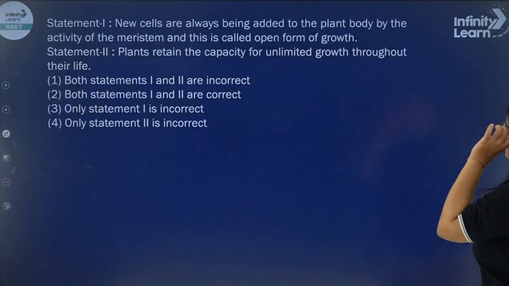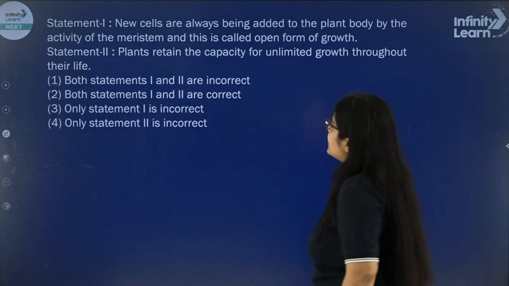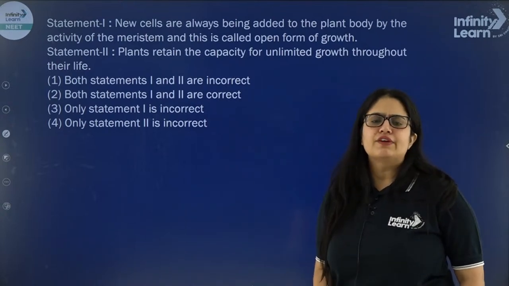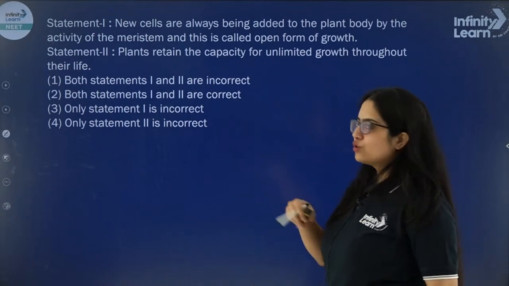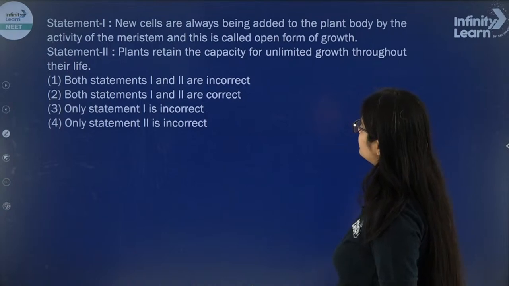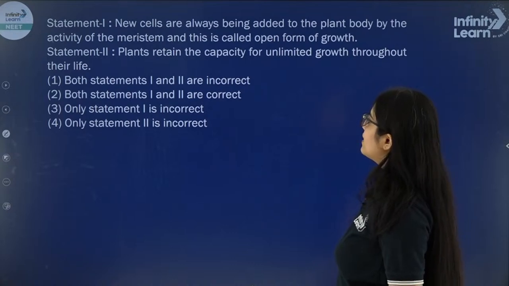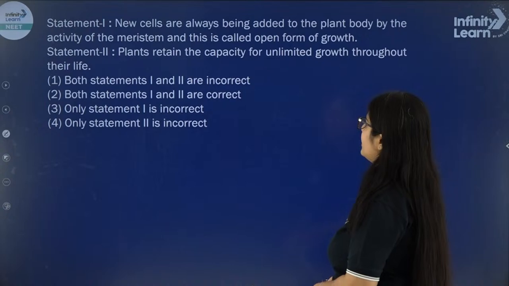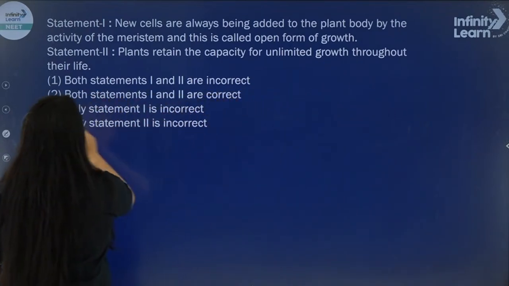Next question. New cells are always being added to the plant body by the activity of the meristem, and this is called open form of growth. Straight from your chapter number 15, class 11, Plant Growth and Development, in the growth part, one of the initial paragraphs. Plants retain the capacity for unlimited growth throughout their life? Yes, because of the activity of the meristem. So both these lines are given over there. So these both are correct. So both statements 1 and 2 are correct.